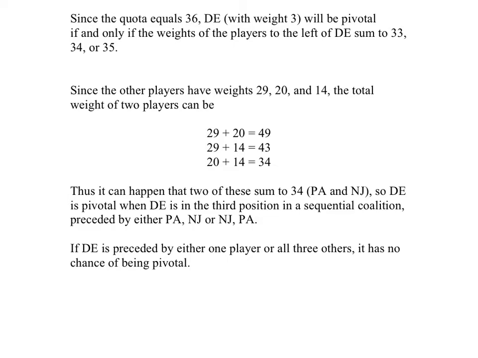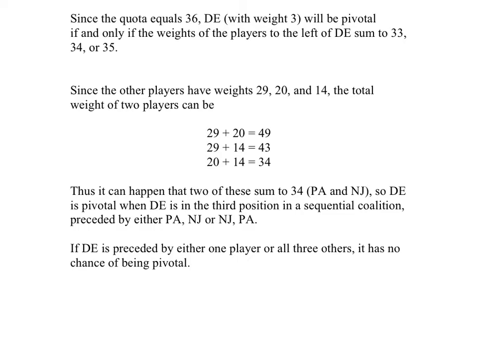But if you have Pennsylvania followed by New Jersey, or the other way around, they have only 34 votes between them, so they do need Delaware to show up, right? So 34 was one of those possible vote totals of the preceding players, such that Delaware's arrival would be pivotal.